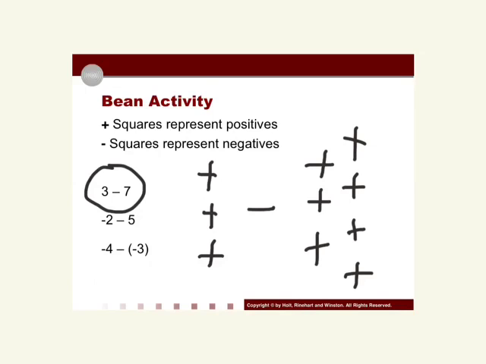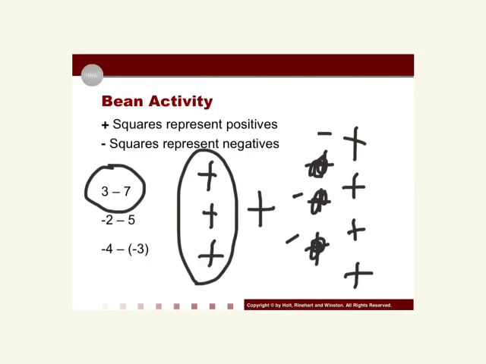So we're going to keep these 3 beans right here the same. We're going to change subtraction to addition. And now we have to change each of these to their opposite sign. So each of these are going to become a negative. And now we just use our rules for addition.